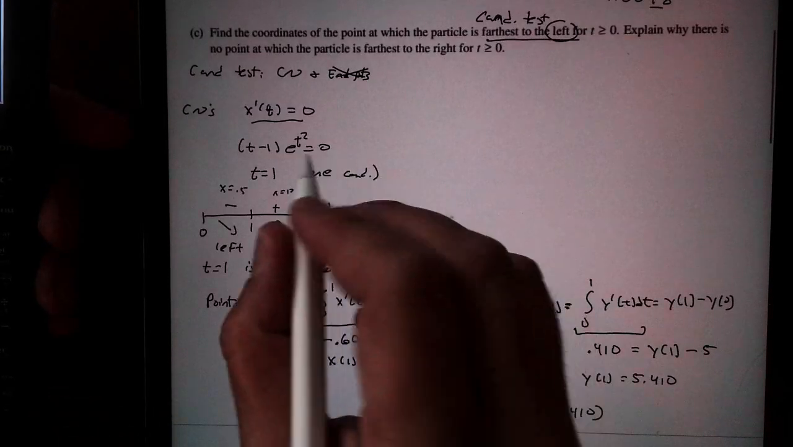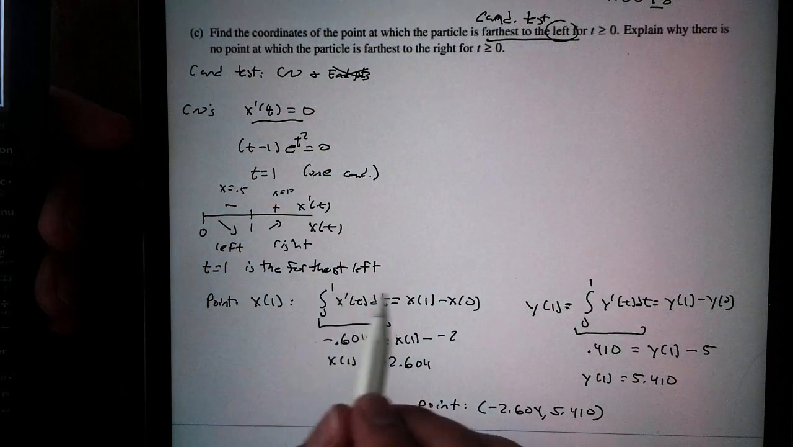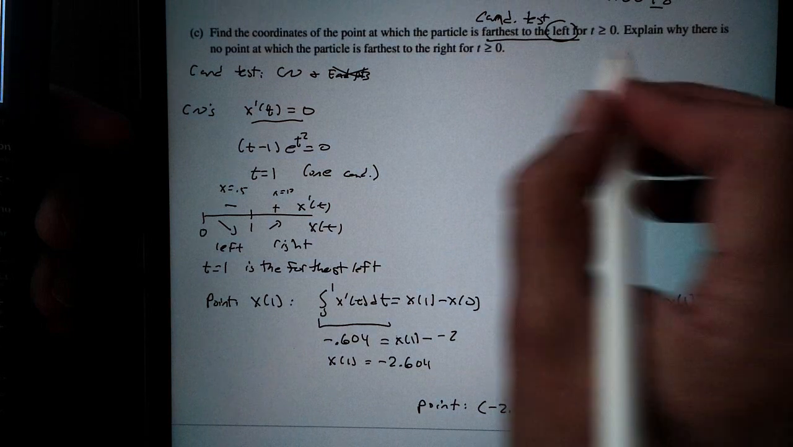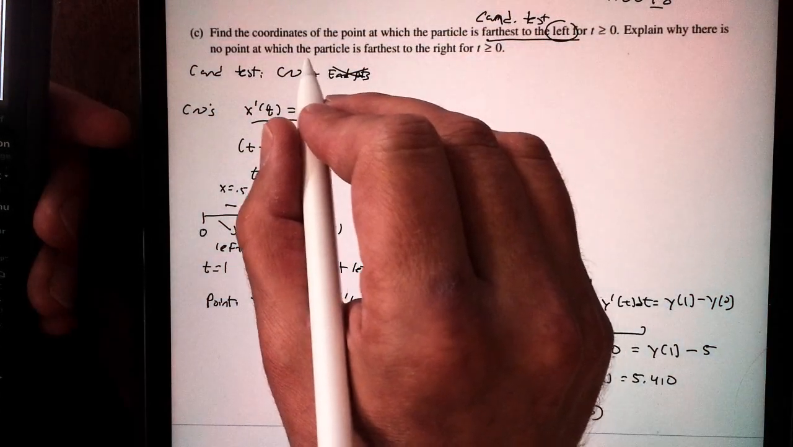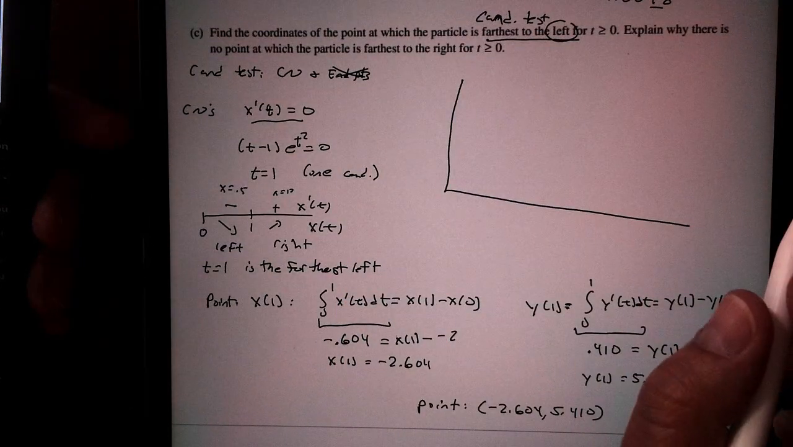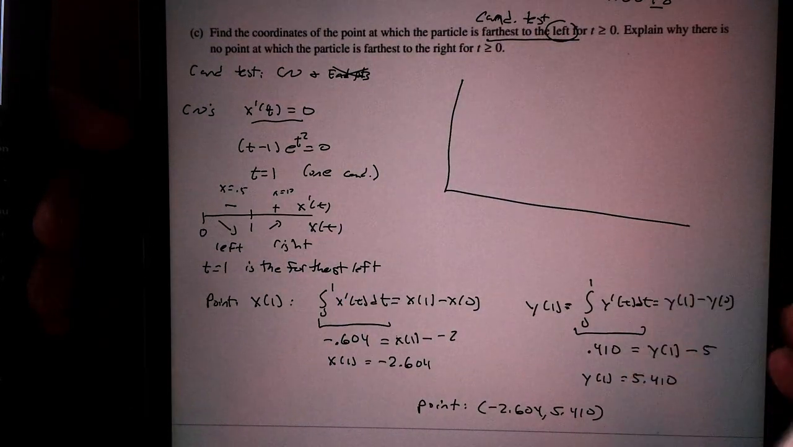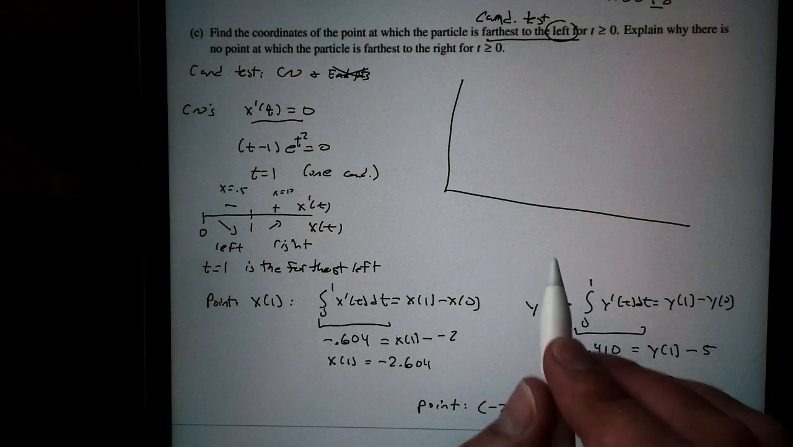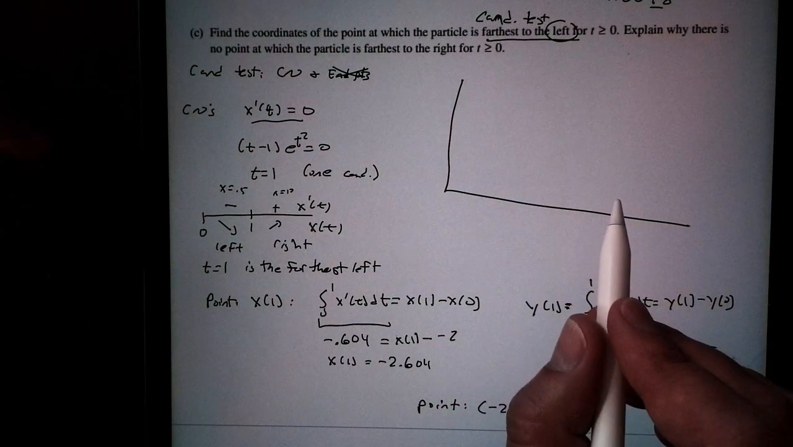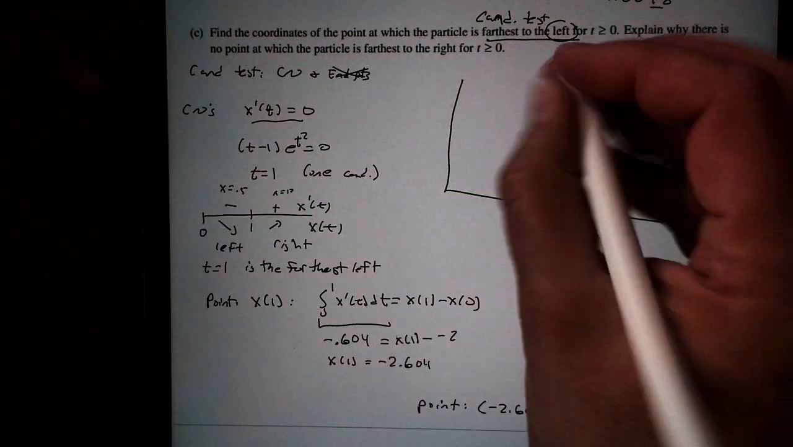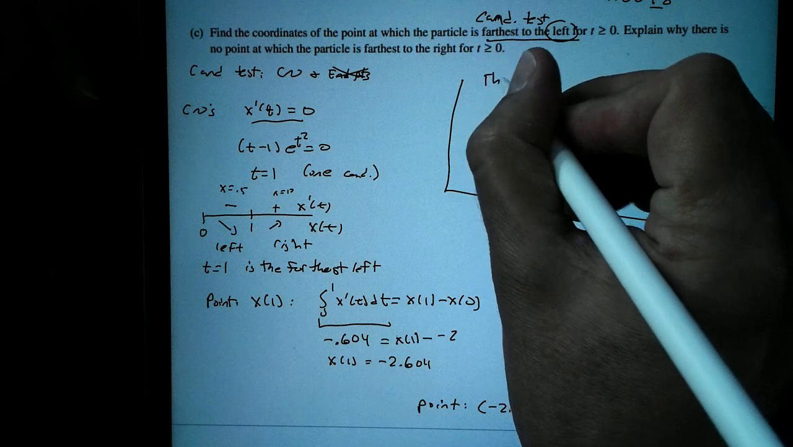Now we're not done with this. Now how much will this be worth? Probably 1 point for your setup, and then 1 point for your answer. But then they say, explain why there is no point at which the particle is furthest right for t greater than 0. Well, real simple. There is no point furthest right because from 1 to infinity, the particle just keeps going to the right. So we can say there is no point furthest right.